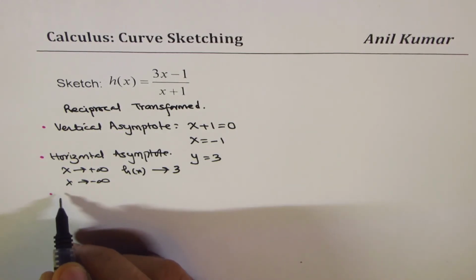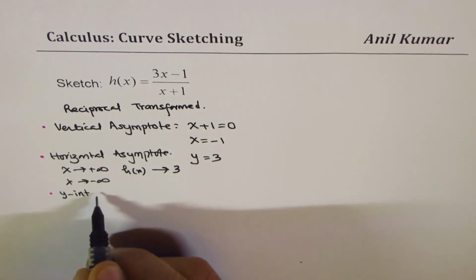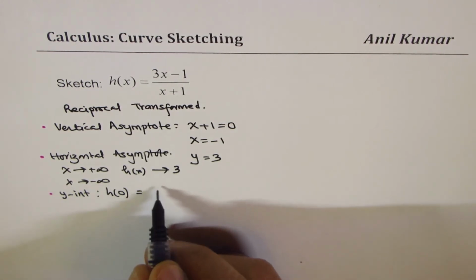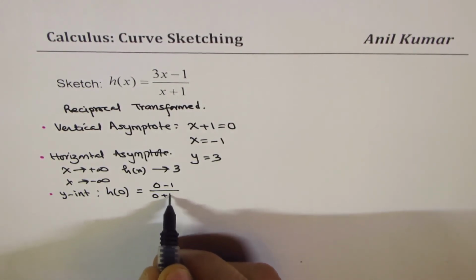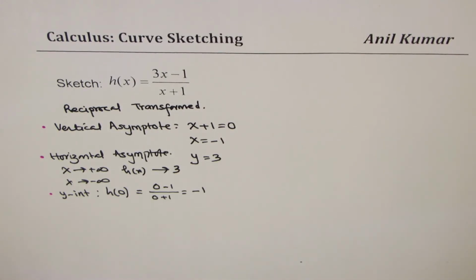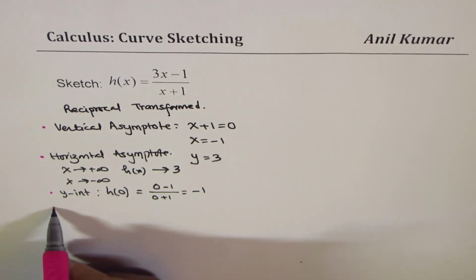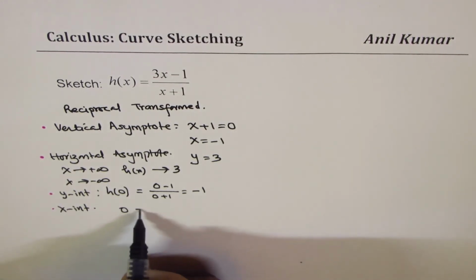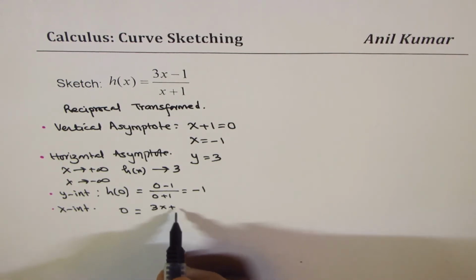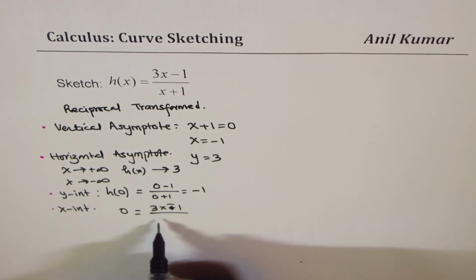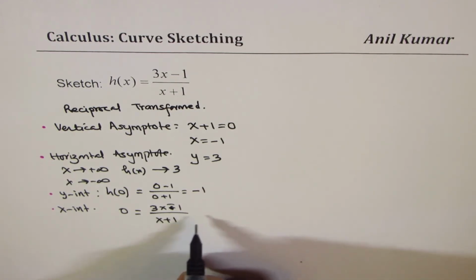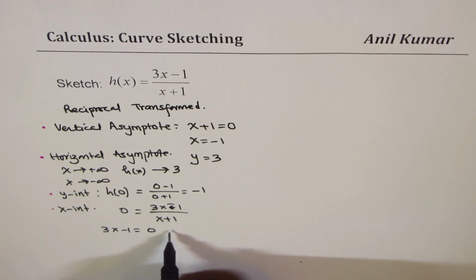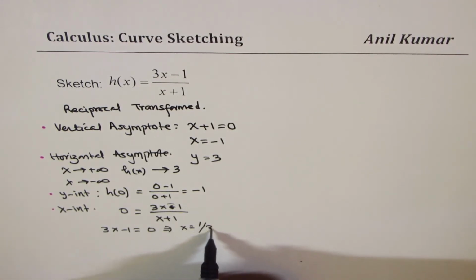So you can find the y-intercept, which is basically the value of the function when x is 0. So if I substitute x equals 0, I get 0 minus 1 over 0 plus 1, which is negative 1. And then let us now find the x-intercept. So x-intercept means h is 0. We have to solve this equation. Is that okay? I mean 3x minus 1 over x plus 1. So solving this, we get 3x minus 1 equals 0, which gives you x equals 1 over 3.